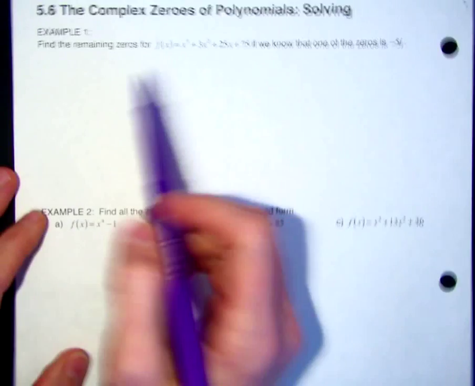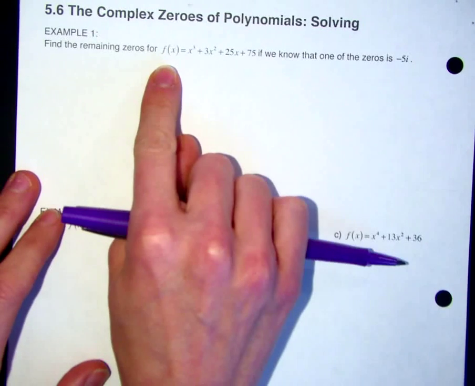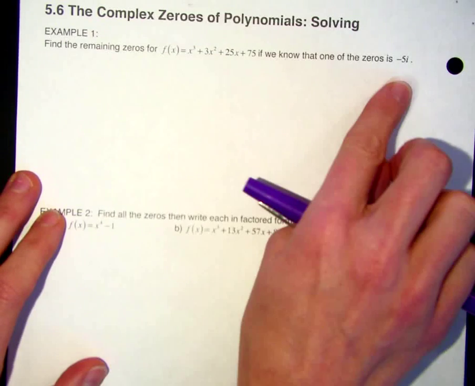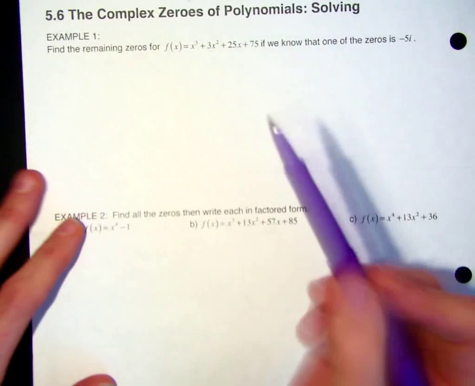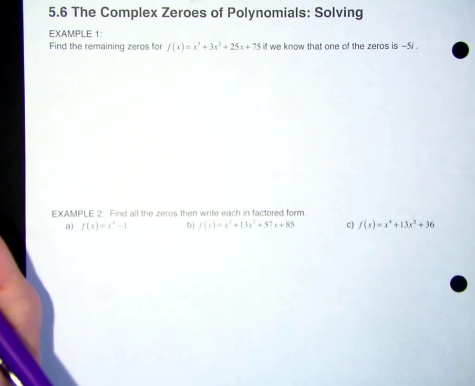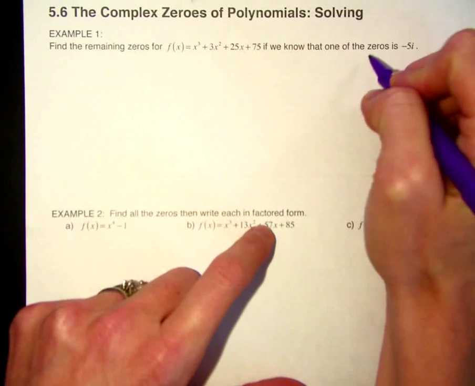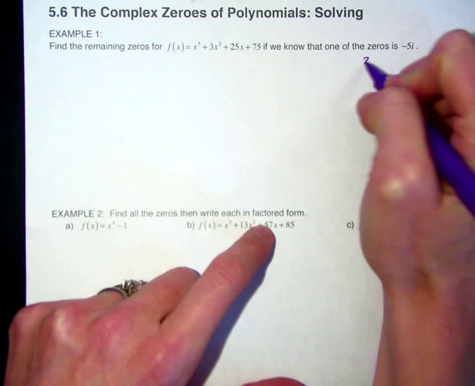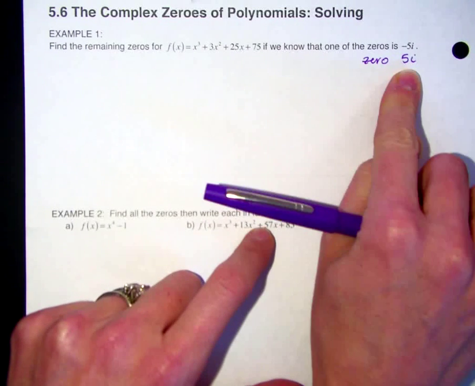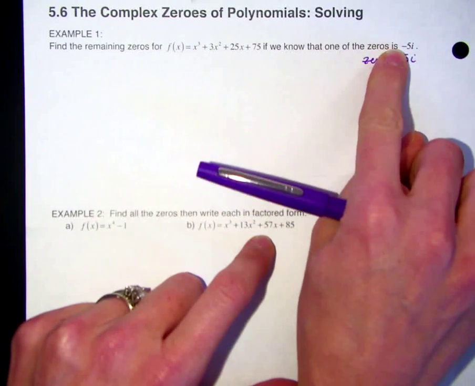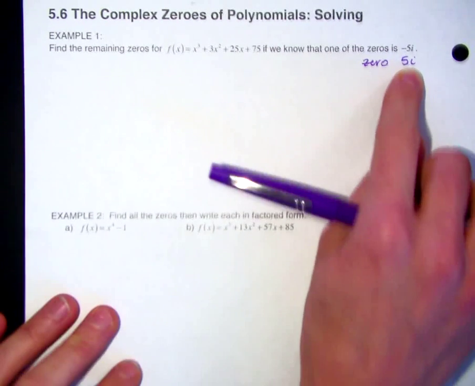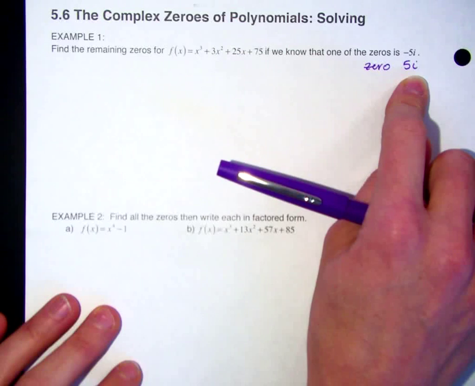We're going to try to find the remaining zeros for f of x here, and we have a cubic polynomial, and they give us 1, 0. So because we know negative 5i is a 0, what else do we know? We know that another 0 has to be positive 5i. That's the complex conjugate. The real part is 0, so the real part doesn't change, but the imaginary part of the complex numbers, we have to have 1 and its opposite.